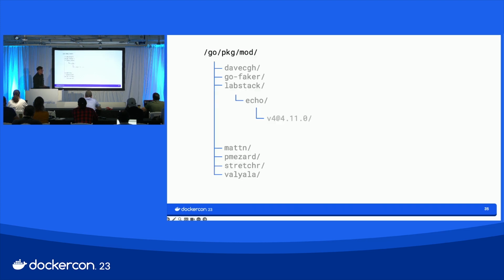So now, if we do change one of the dependencies, let's say we upgrade to a new version of Echo that I'm using, all of the other existing dependencies, the cache will still be valid for those. It will still be used for those. So this is great for performance.